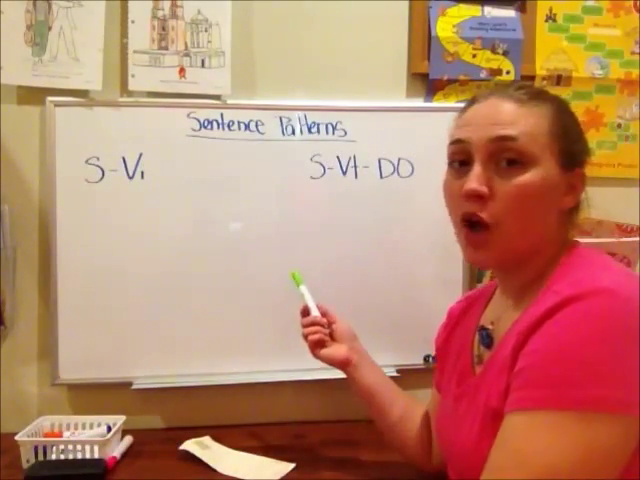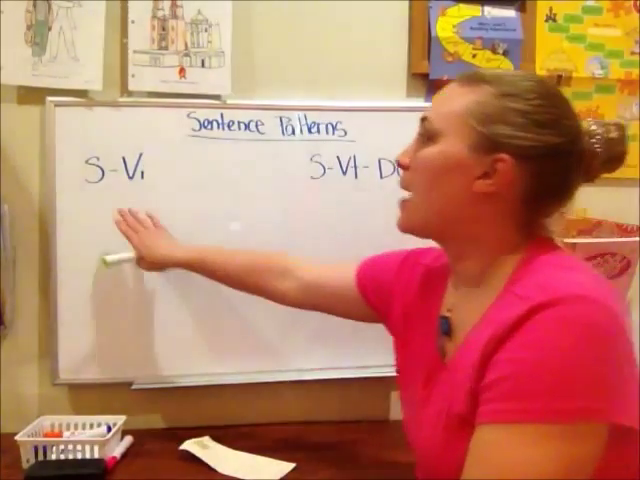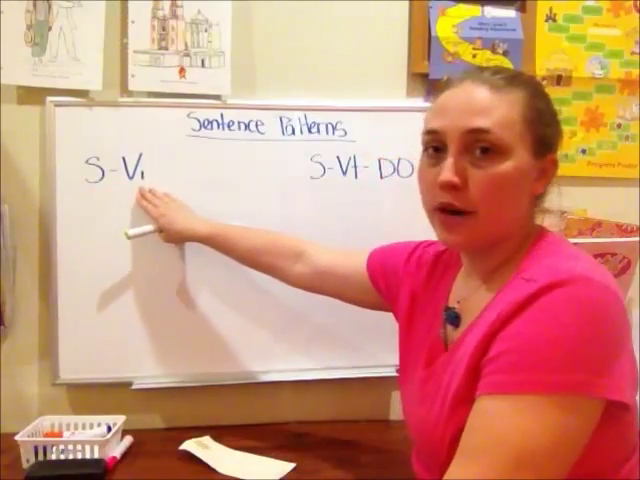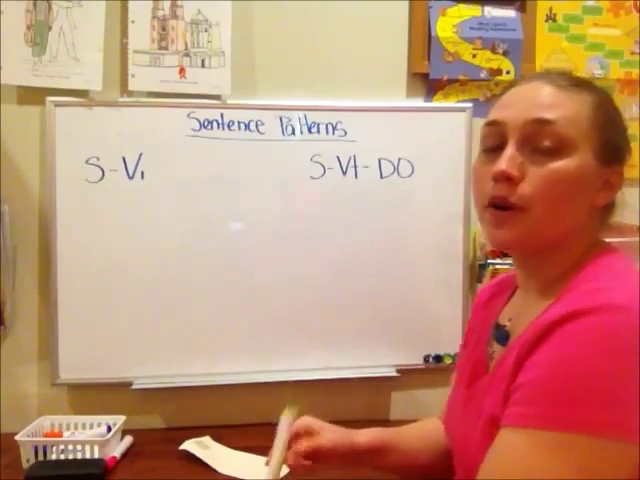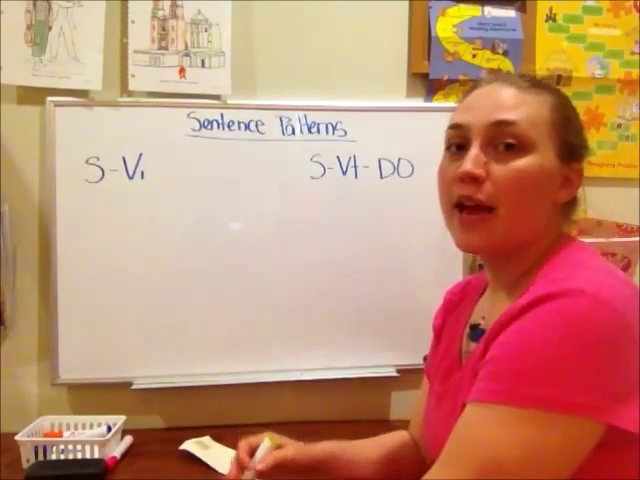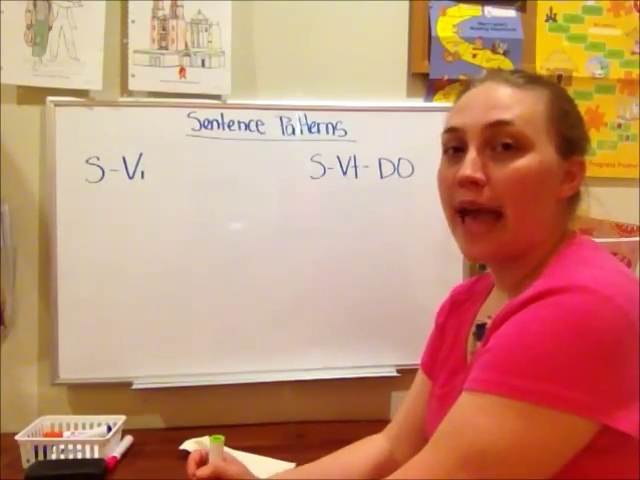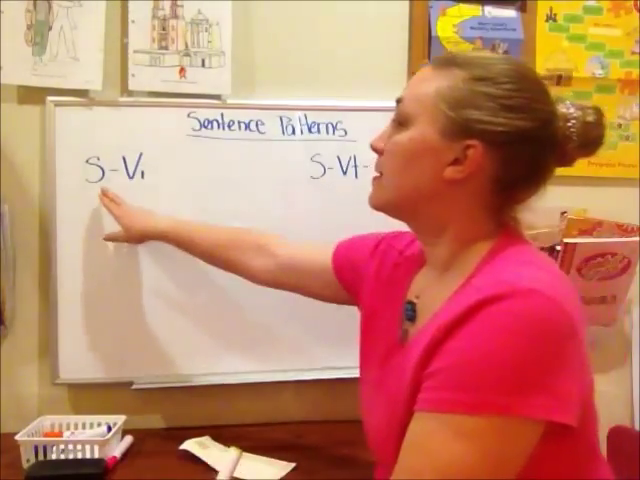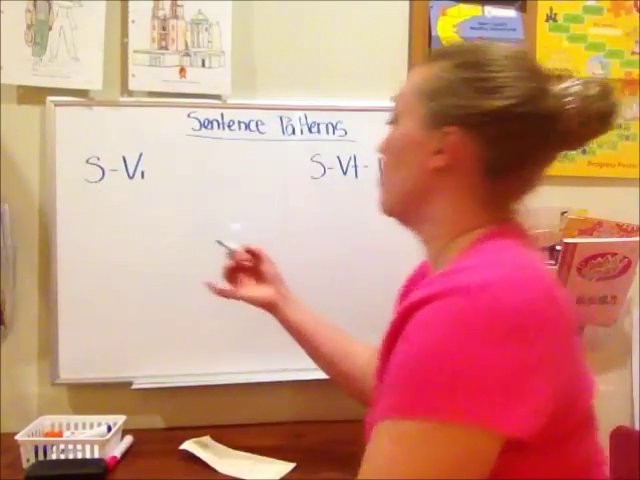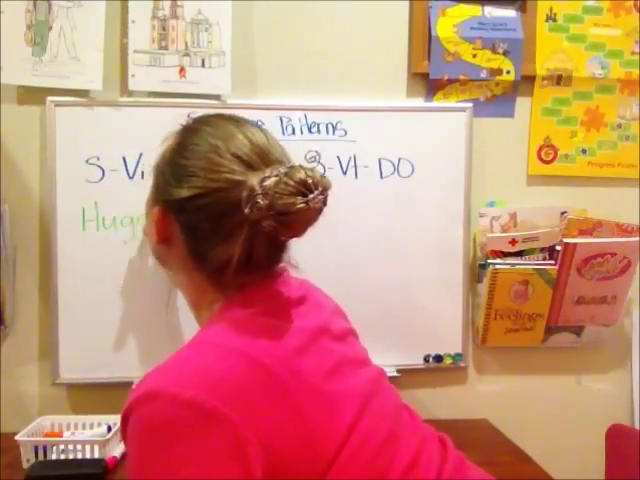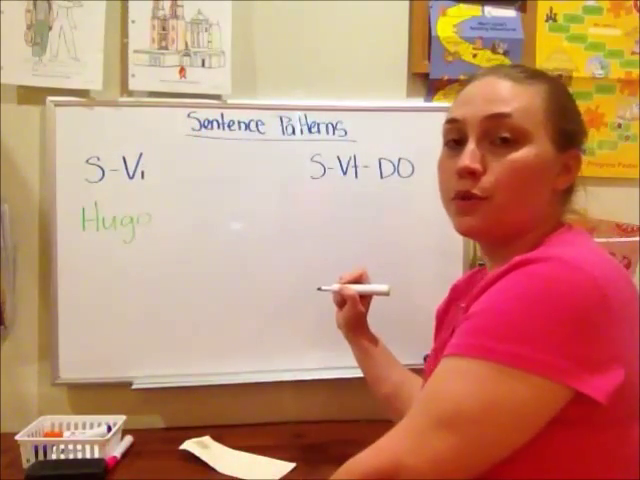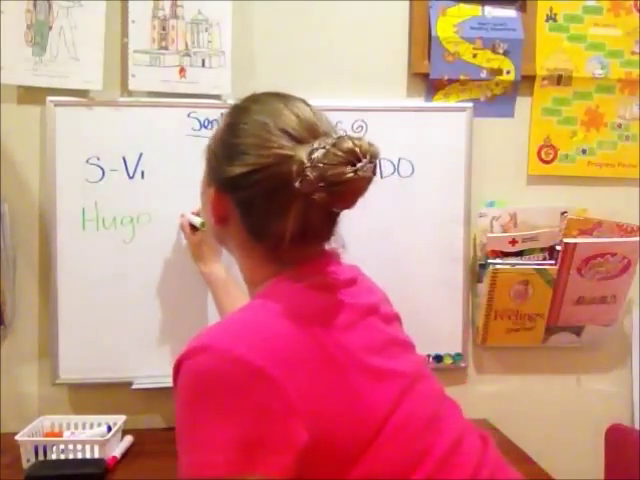Okay, so now we're going to talk just about the first two sentence patterns, which are subject, verb, intransitive, and subject, verb, transitive, direct object. So we're going to make a sentence using these patterns. And I have a lovely, funny story about my cat named Hugo. So the subject of our sentence is going to be Hugo. What did Hugo do? Hugo ate.